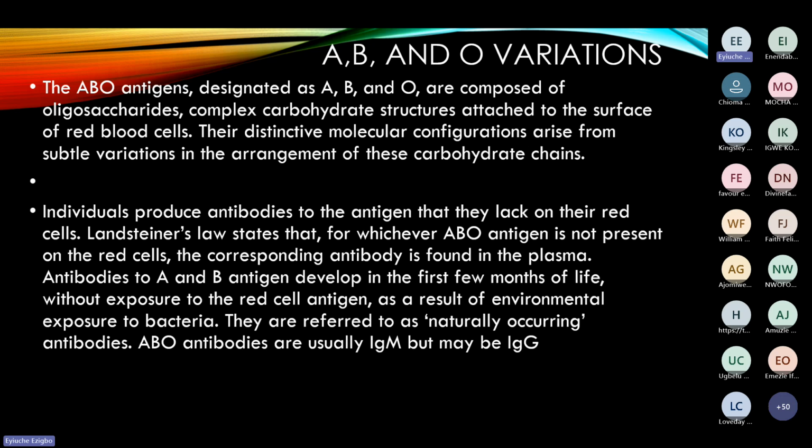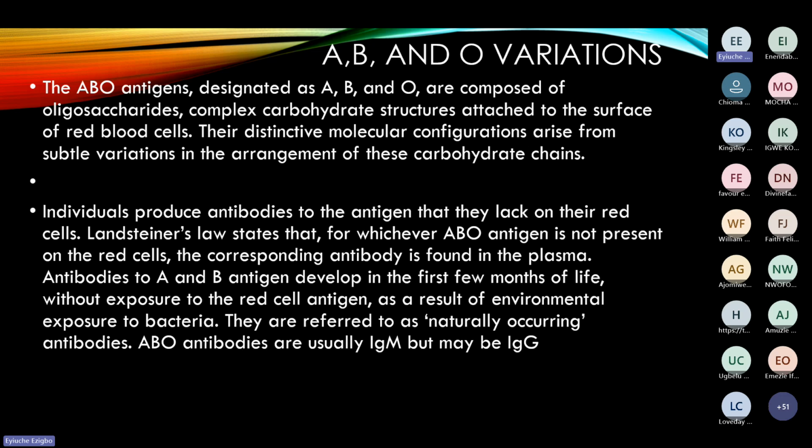Okay, so individuals produce antibodies to the antigens that they lack on their red cells. You need to understand this very, very well. Individuals produce antibodies to the antigens that they lack on their red cells. Okay, Landsteiner's law states that for whichever ABO antigen is not present on the red cell, the corresponding antibody is found in the plasma.